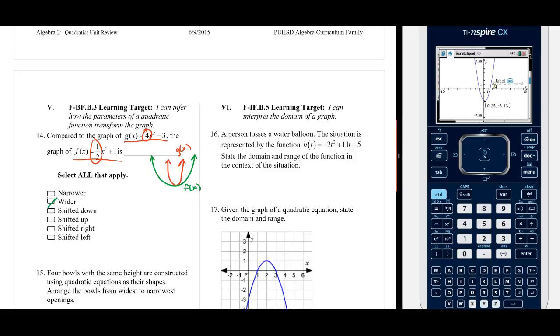So f of x is wider, and then as far as shifted, we have a negative 3 and a positive 1. Those are my y-intercepts. So my first graph was at -3. My new graph crosses at positive 1, so the whole thing had to have been shifted up.